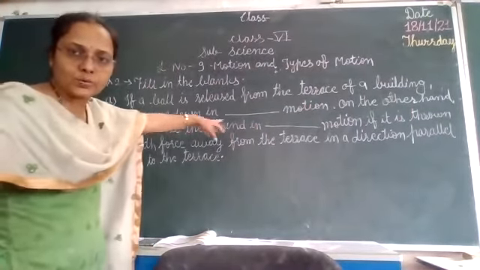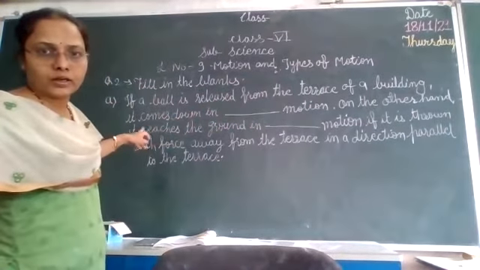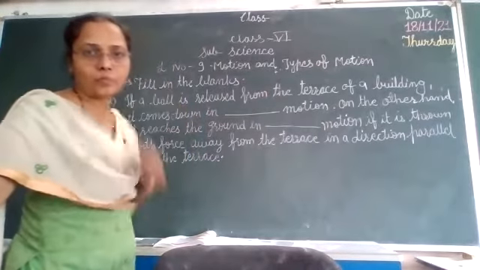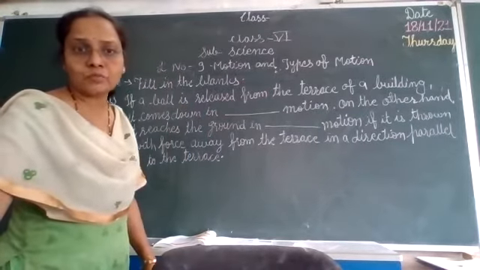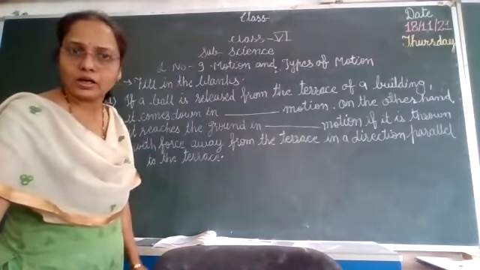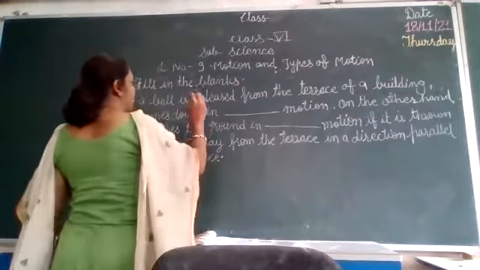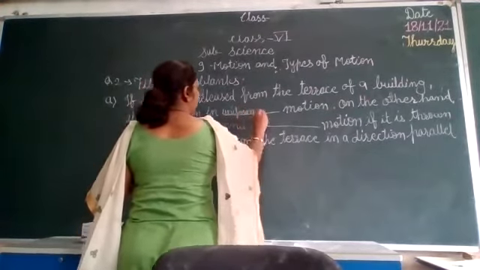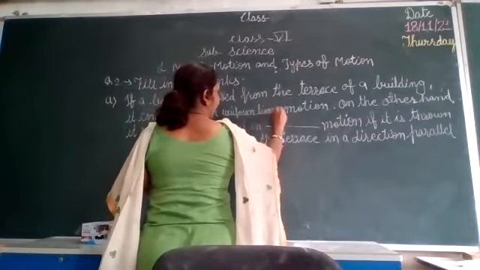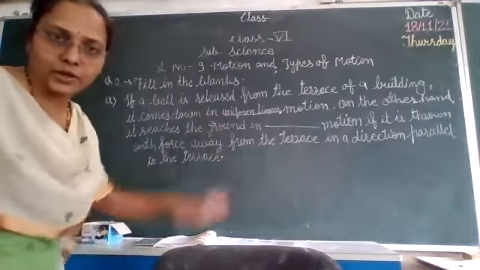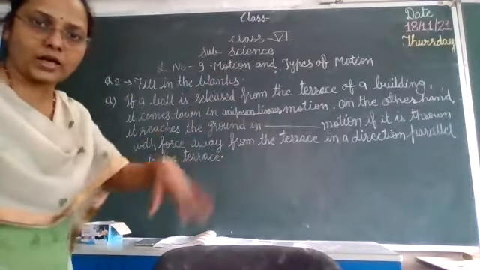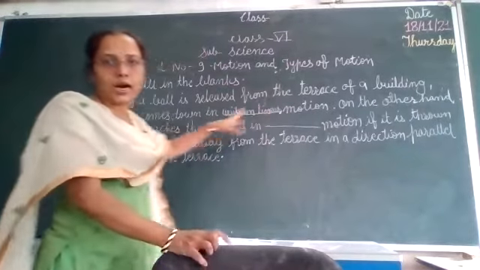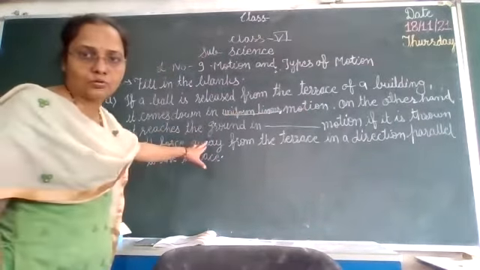If a ball is released from the terrace of a building, it comes down in a straight line. So which type of motion? It is with the same speed. It's a uniform linear motion. Okay, uniform linear. Uniform linear. Speed remains the same, the ball will come straight down, right? So uniform linear motion.